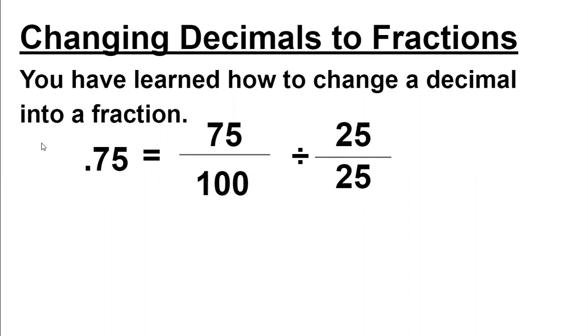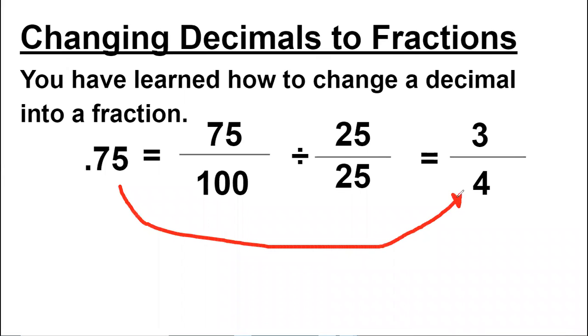And consequently, why can I do this? Because 25 over 25 is really the same as 1, right? Any number over itself is 1. So I am really just multiplying the fraction by 1. So I'm just renaming it is what I'm doing. Reducing, renaming. So when I divide 75 by 25, I get 3 on top. I divide 100 by 25, I get 4 on the bottom. So 0.75 is actually equal to 3/4. So think about 3/4. That's 75 cents, right? That's 3/4 of $1. Okay?